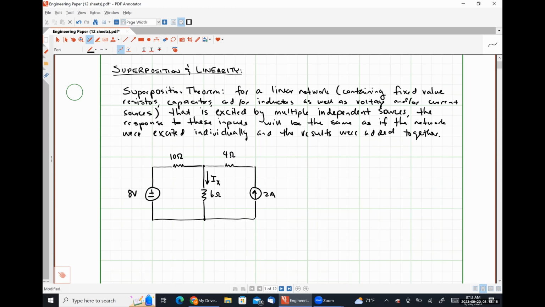What the superposition theorem states is that if I analyze this circuit with both of these sources on and find IX, I will get the exact same result as if I analyze this circuit with the 8-volt source on by itself, find IX, and then the 2 amp source on by itself, find IX, and then add those 2 results together. So we're going to prove just that by analyzing this circuit with both sources on, and then we're going to reanalyze it using superposition to verify that we get the same results.